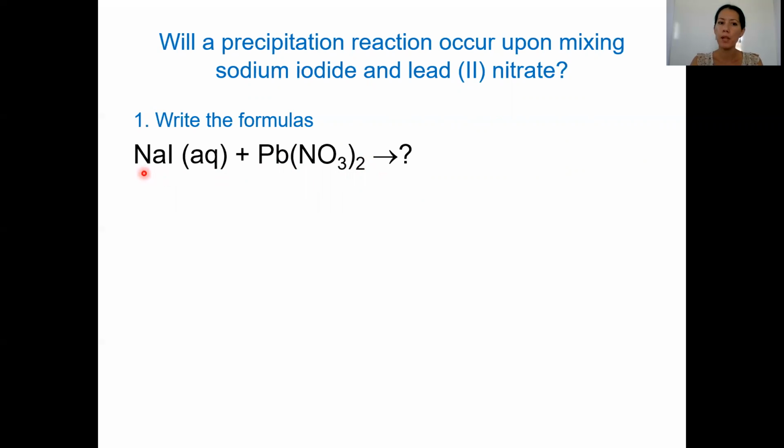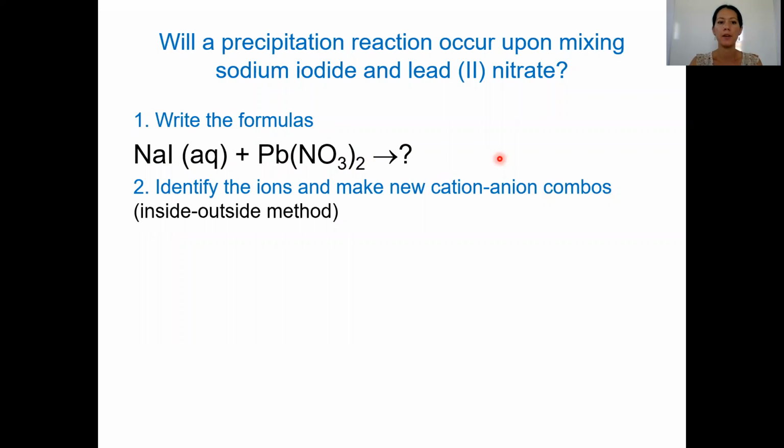But sodium's a +1, group 1, and it pairs perfectly with the -1 iodide, so those are balanced. Lead is a 2+, that's what the Roman numeral told me. Nitrate's a 1-, so I needed 2 nitrates. So that's your correct formula.